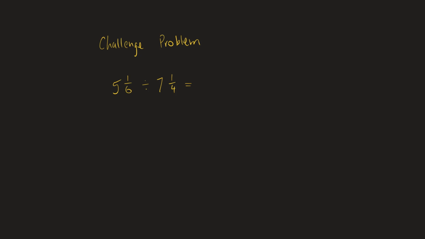Okay, so looking at this problem, what we need to try and do first is turn both fractions into improper fractions. So 5 and 1/6, to do that, I go the whole number, multiply by the denominator, which will give me 30, plus the numerator. So 31 over 6, divided by the whole number multiplied by the denominator, which is 28, plus the numerator, which is 29 over 4.